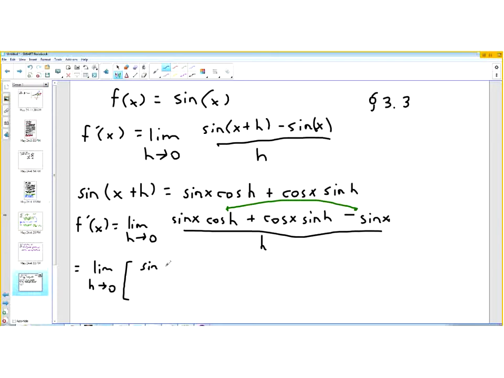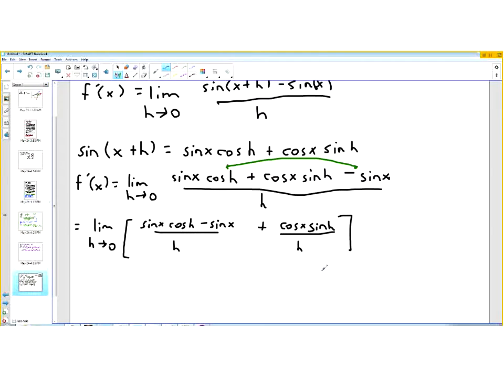So we'll have sine x cosine h minus 1, see, I'll associate these two terms. And then the partial, cosine x sine h over h, like this. Okay, so we have this. And then I'll just use the limit laws.